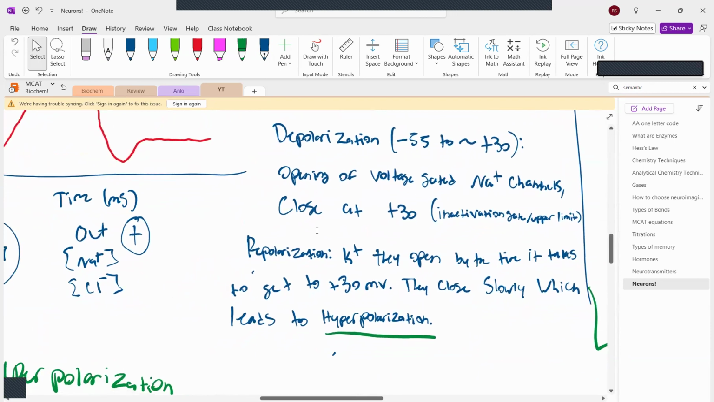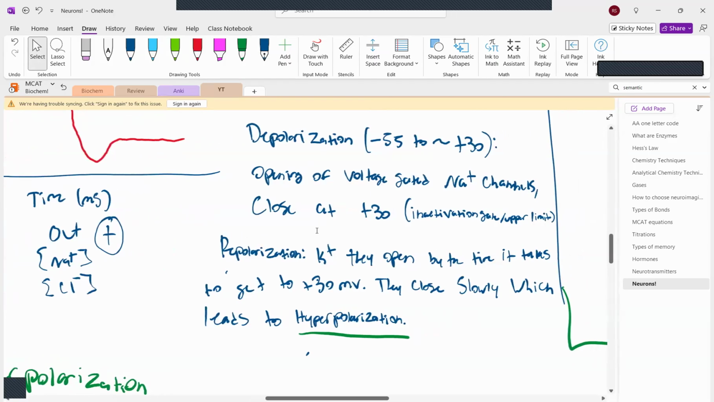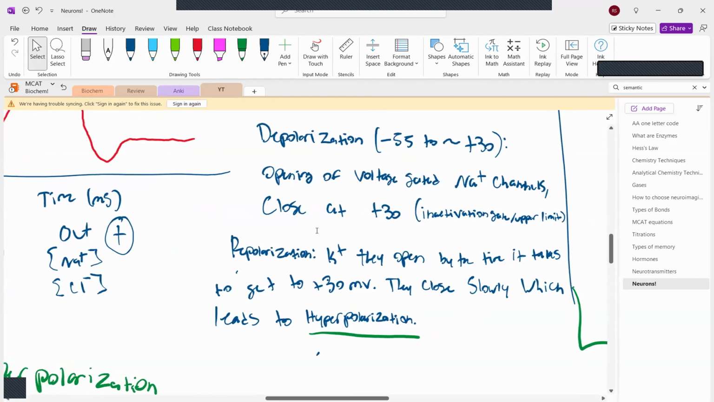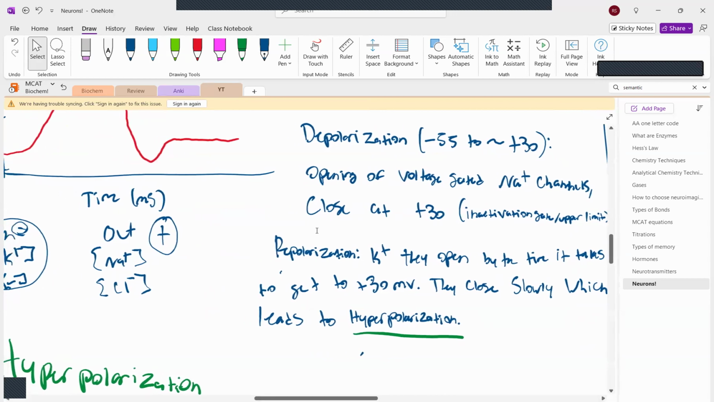And then they close at +30. That's when there's an inactivation gate. Think about an inactivation gate as being like the upper limit. Whereas for repolarization, potassium channels open by the time it takes to get to 30 millivolts, with those sodium ions going into the cell. That's when you get potassium channels opening.